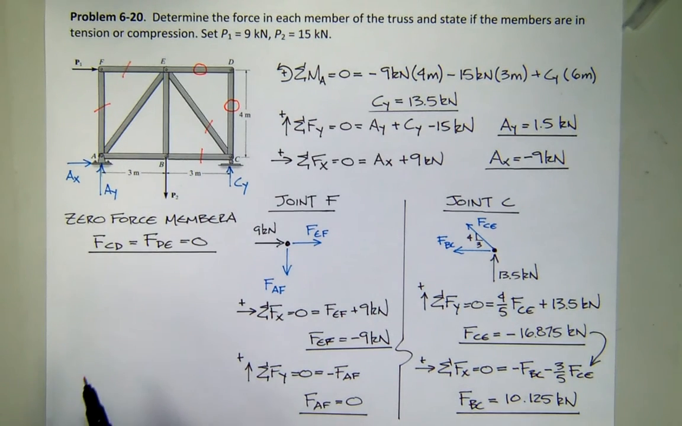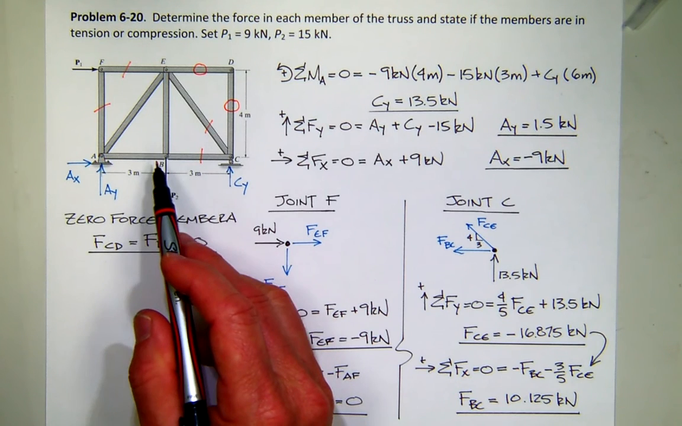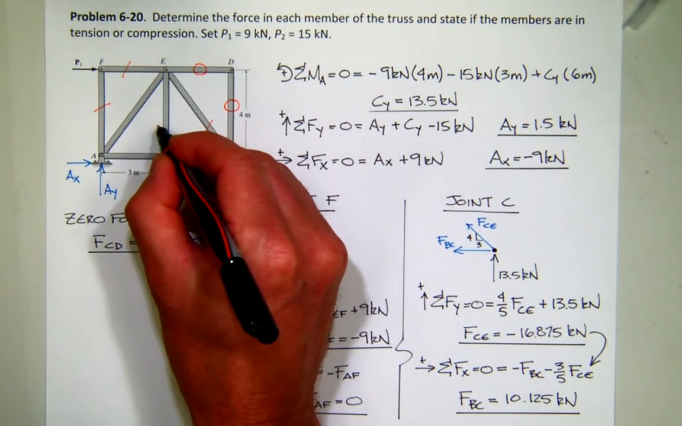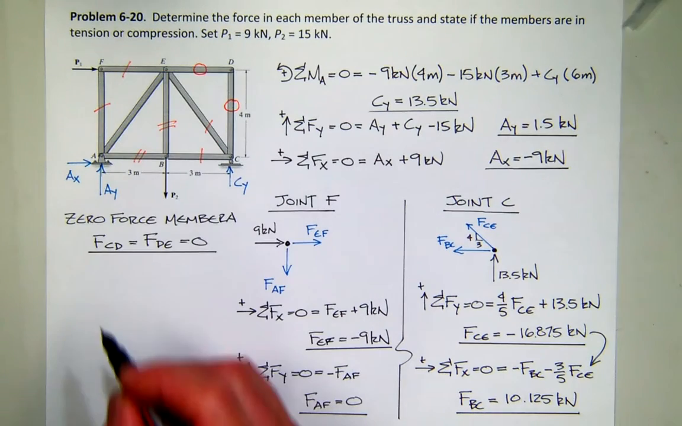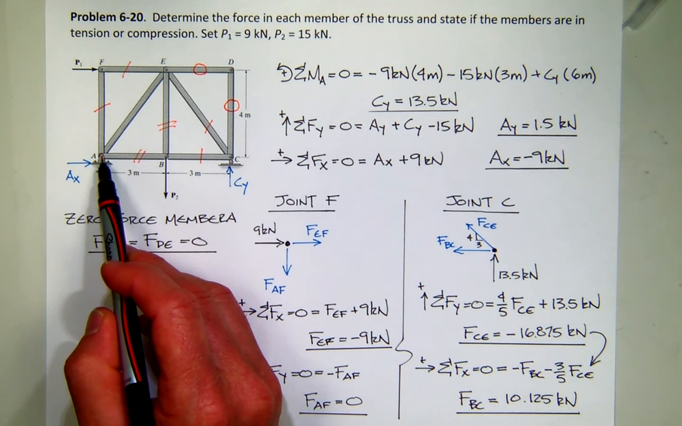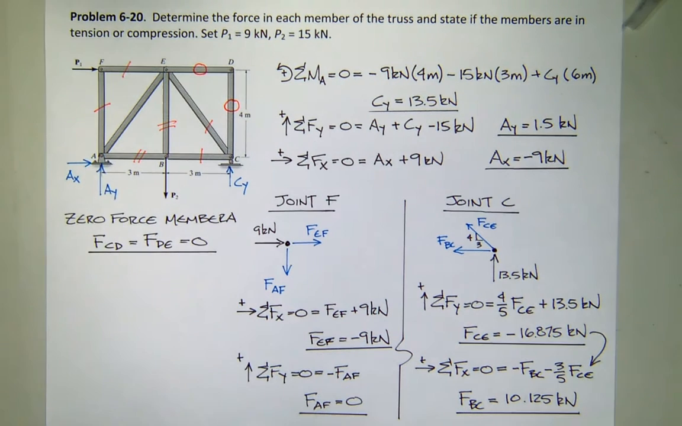So I'm going to go ahead and stop this problem. But if you wanted to finish it, you would just go here to B, do a section at B. You should be able to find this one and this one, and then we would just be left with the diagonal member. And at that point, I think you would probably want to go to A. But I might let you finish that one for homework.